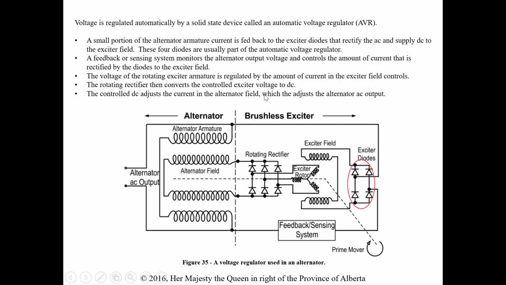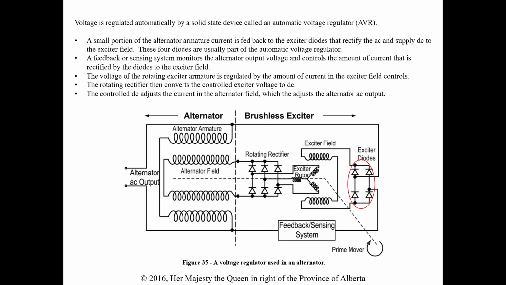Then they also have this solid state type, which is basically an automatic voltage regulator, or AVR. A small portion of the armature current is fed back to the exciter diodes. That's these guys here that we showed in the previous picture, to rectify the AC supply. So this is coming right from the alternator back into these diodes to the exciter field. That's this right here. These four diodes are usually part of the automatic voltage regulator.